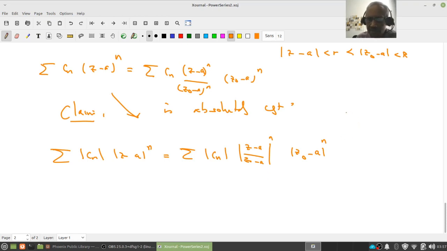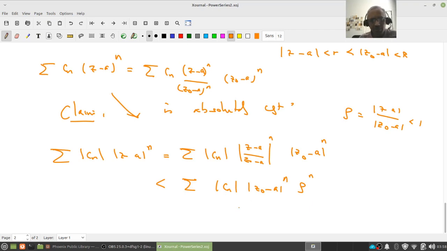Let me call this rho, mod z minus a by mod z0 minus a. Now let's look at it. Mod z minus a is less than r, that is less than mod z0 minus a, therefore rho is less than 1. Therefore this is less than or equal to mod Cn mod z0 minus a to the power n times rho to the power n. Now rho is less than 1, so if I simply had rho to the n, it would be convergent.